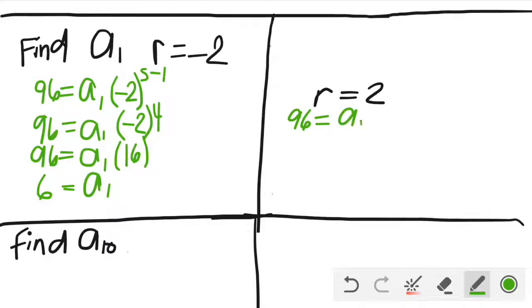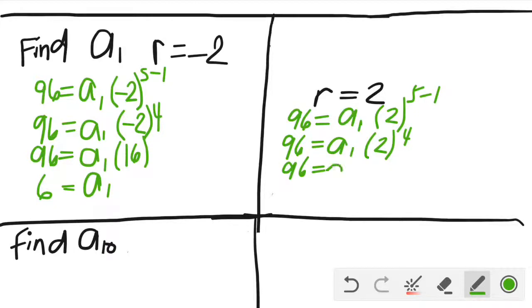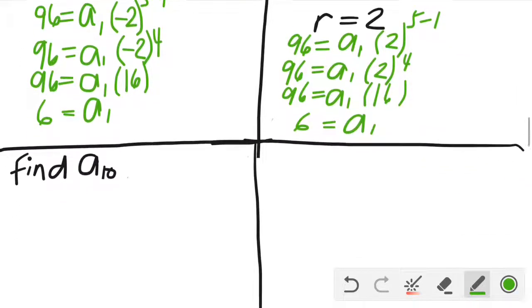I am looking for the first term, but this time my common ratio is 2, and my exponent will still be 5 minus 1. Continuing on, a 96, I am looking for the first term, and this time I do need to raise 2 to the 4th power, and that will give me a positive 16. It so happens that the first term, when a common ratio of positive 2 is given, is also a positive 6. Now we are going to go forward and find the 10th term.